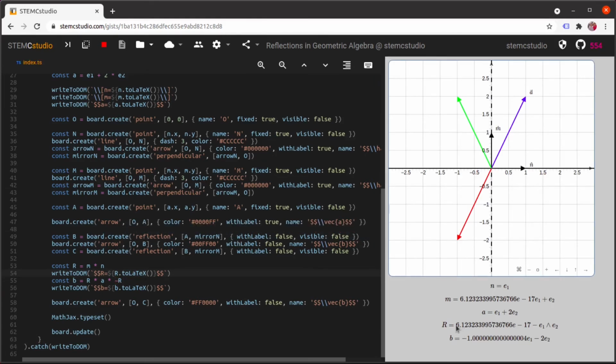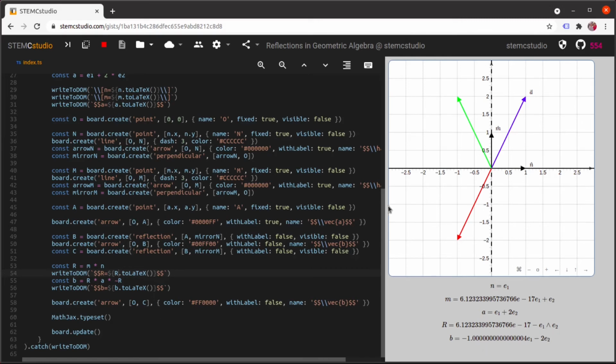If you look at this rotor, you'll see that we have a very, very small number. It's actually scientific notation saying this is practically zero. And the rotor is actually minus E1 wedge E2. So it's really, as you might expect, it looks a lot like M and N, which are unit vectors, which are perpendicular. So you've got E1 wedge E2.